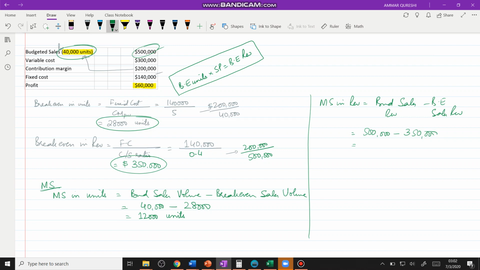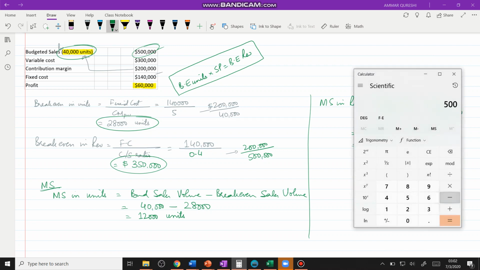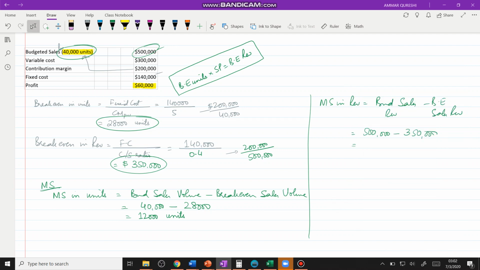So this will be 500 minus 350, which is, I think, 150. Yeah. So the company is right now generating 150,000 more revenue as compared with the break-even point, right? It's basically its safe position, right?